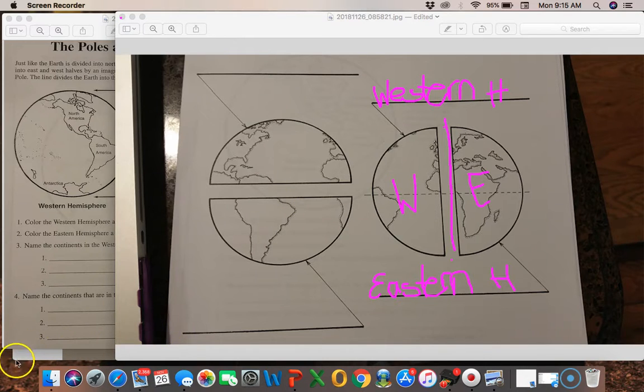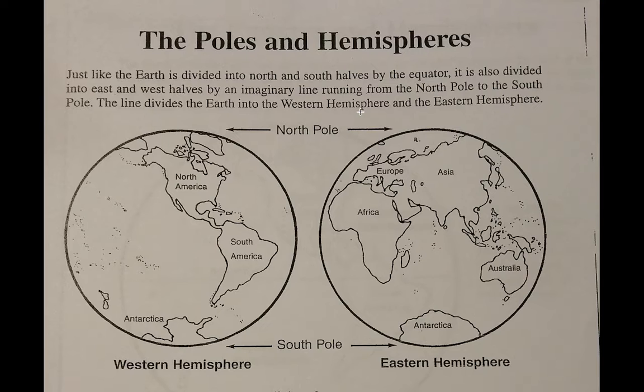Okay, so let's go to the next picture for the poles and the hemispheres. And it says, just like the Earth is divided into northern and southern halves by the equator, it's also divided into east and west halves by the imaginary line running from the North Pole to the South Pole. The line divides the Earth into eastern and western hemispheres. So, with this picture, one thing that I do not like and I just want you to change is that this part of Africa here is indeed in the Western Hemisphere.